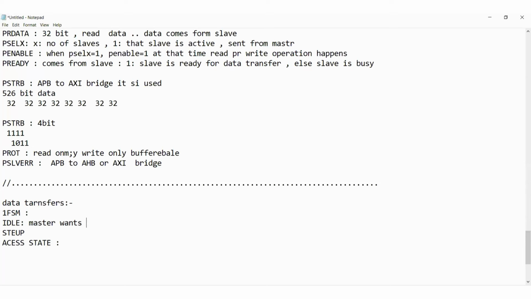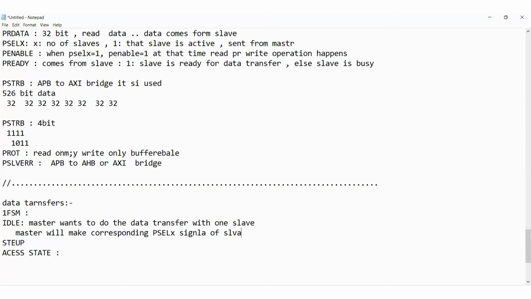Let's say the master wants to do data transfer with one slave. Then the master will make the corresponding PSELx signal of the slave equal to 1. So first the master will send the signal. Okay, there are 5 slaves. To the third slave, the master will send the signal PSELx equal to 1. Now the third slave will get active. Okay. So the corresponding slave will be in the idle state, and it will go to the setup state. Okay. So now here PSELx is equal to 1, but PENABLE is still equal to 0.